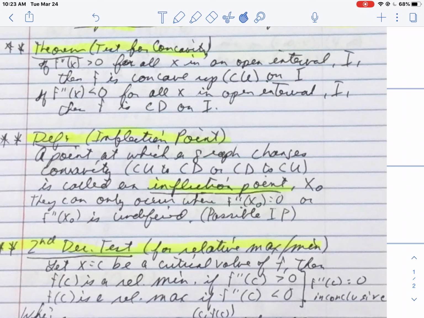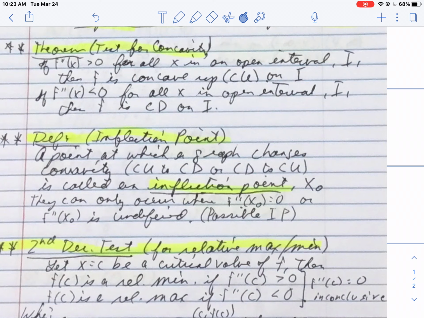Just like we used our first derivative to tell where the function was increasing or decreasing, it was increasing if the first derivative was positive, decreasing if the first derivative was negative. The second derivative tells us about the concavity. If the second derivative is positive at a value, then we're concave up. If the second derivative is negative, we're concave down. Obviously, you have to keep them separate as far as which derivative gives you which information, so as not to get those confused.